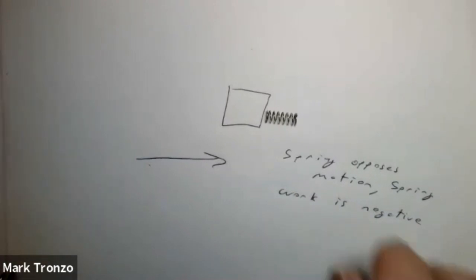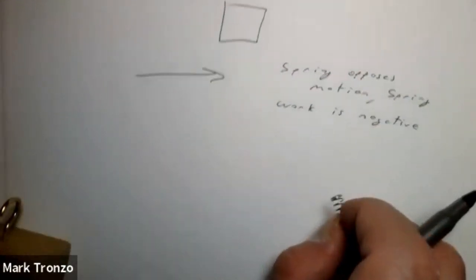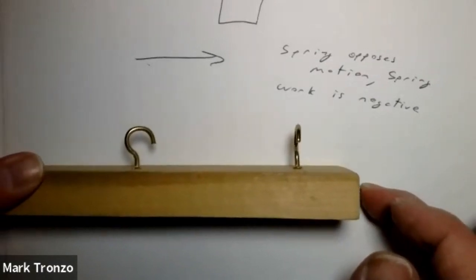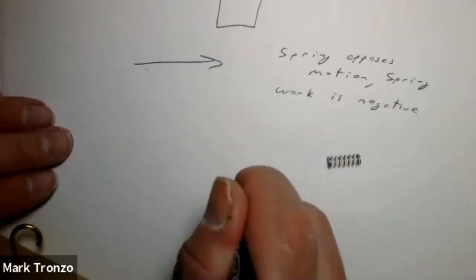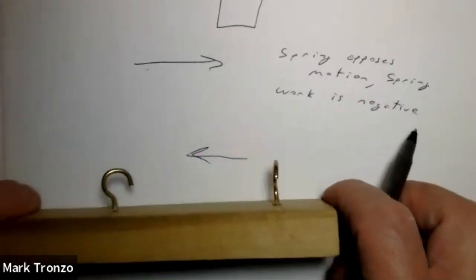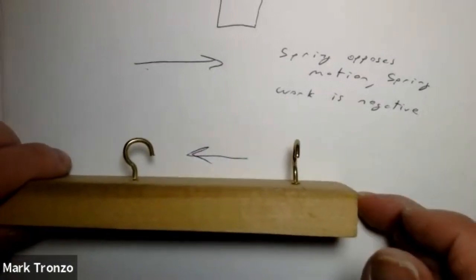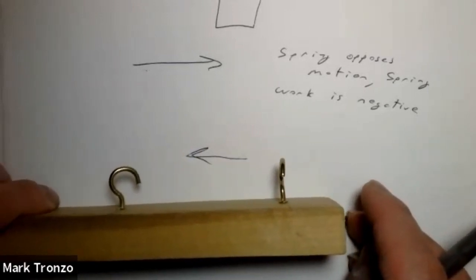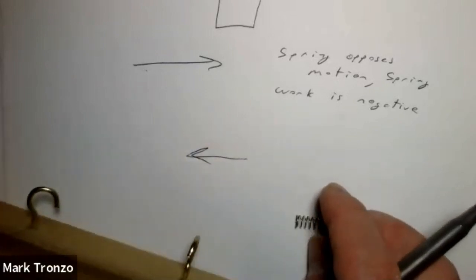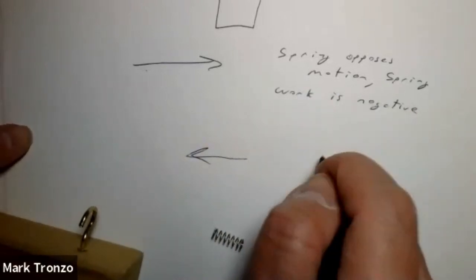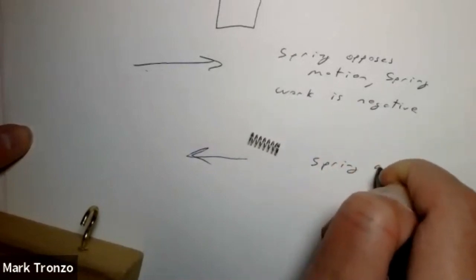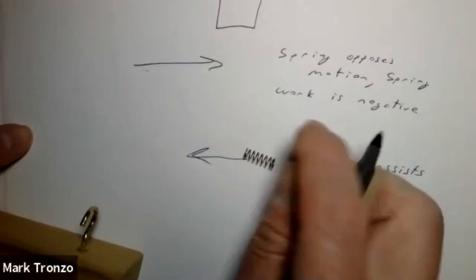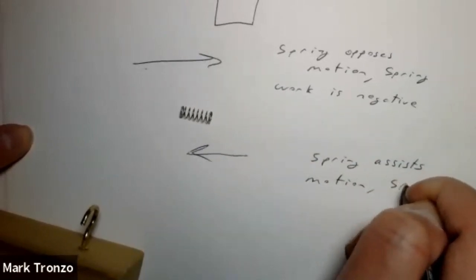And on the other hand, let's say you started out over here, and the spring started out compressed, and you were moving in this direction. So let's say you start with a spring compressed, you're moving in the direction of the arrow, then the spring is already compressed and it's going to want to push out, so it's going to help the motion. So the spring assists motion. So the spring work is positive.